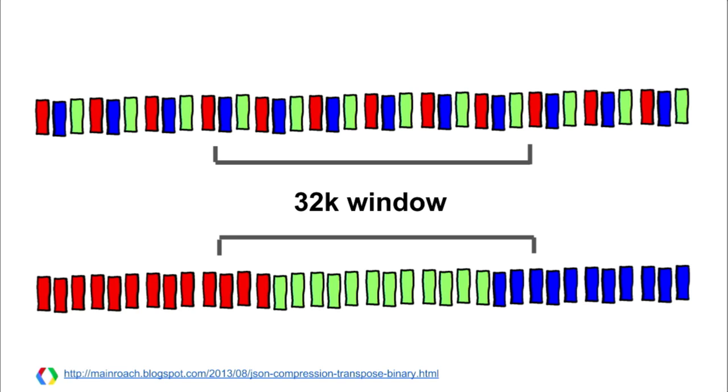However, when we transpose our data, we de-interleave it and group similar types of data together. So let's say we're trying to find a match for one of these green values. In the top array, you can see that the entire listing of green data may not fit inside the 32K window. Meanwhile, once we transpose it and group homogeneous data together, the entirety of the green data fits in a single window. This is going to allow you to find better matches, which is going to result in smaller compression values.